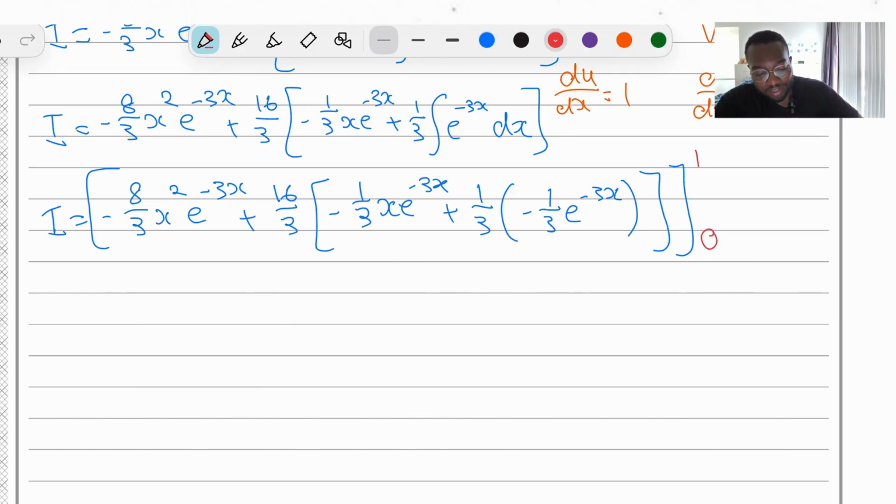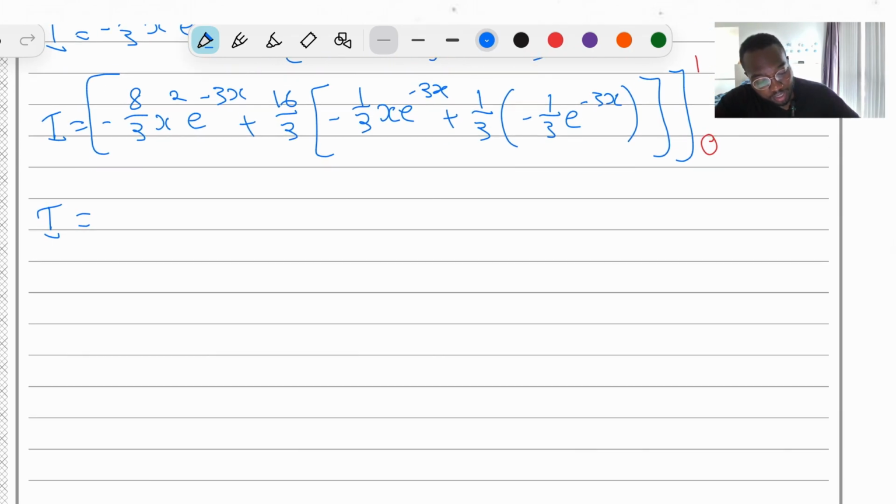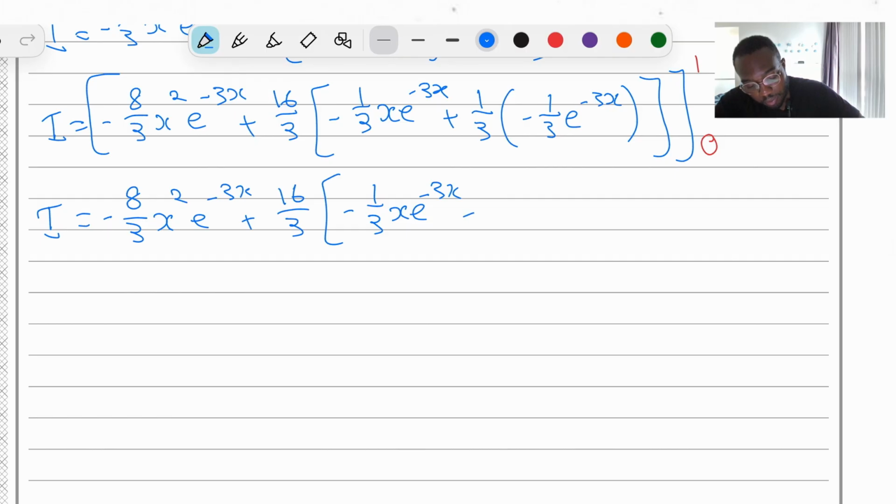So now let's simplify this down and then we can put in our limits. So if we simplify this down, we get I is equal to a minus 8 over 3 x squared e to the minus 3x plus a 16 over 3, and then we have a minus 1 over 3 x e to the minus 3x minus a 1 over 9 e to the minus 3x. And then again, that's all being evaluated from 0 to 1.